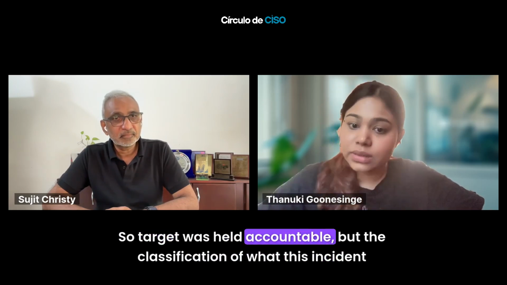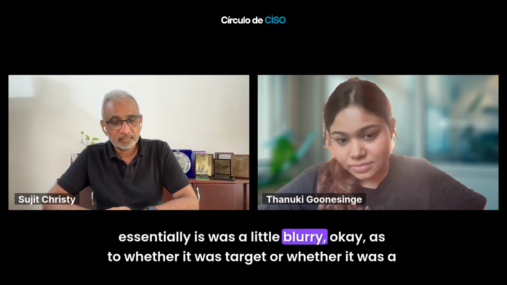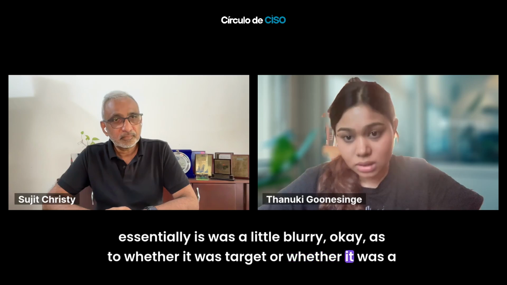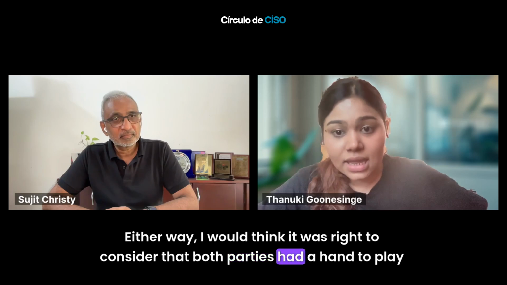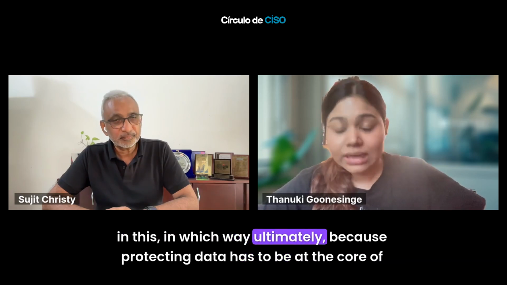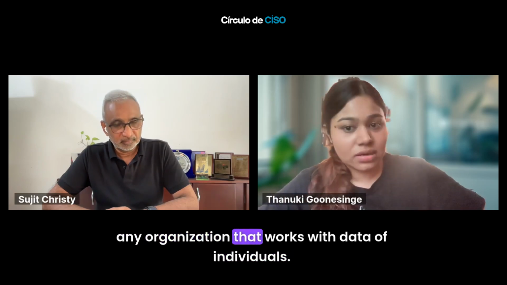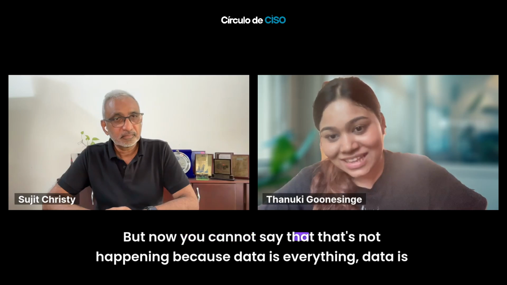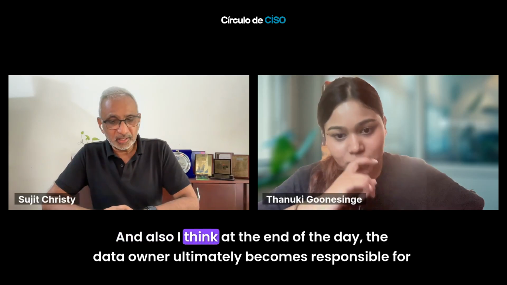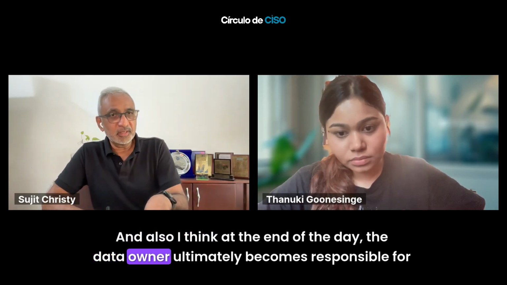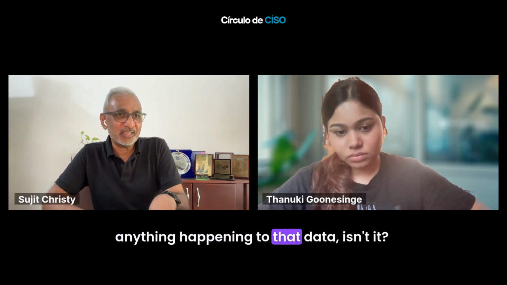So, Target was held accountable, but the classification of what this incident essentially is was a little blurry, as to whether it was Target or whether it was a vendor who was primarily at fault. Either way, I would think it was right to consider that both parties had a hand to play in this. Absolutely, because protecting data has to be at the core of any organization that works with data of individuals. Data is everything, data is everywhere. And also, I think at the end of the day, the data owner ultimately becomes responsible for anything happening to that data, isn't it?